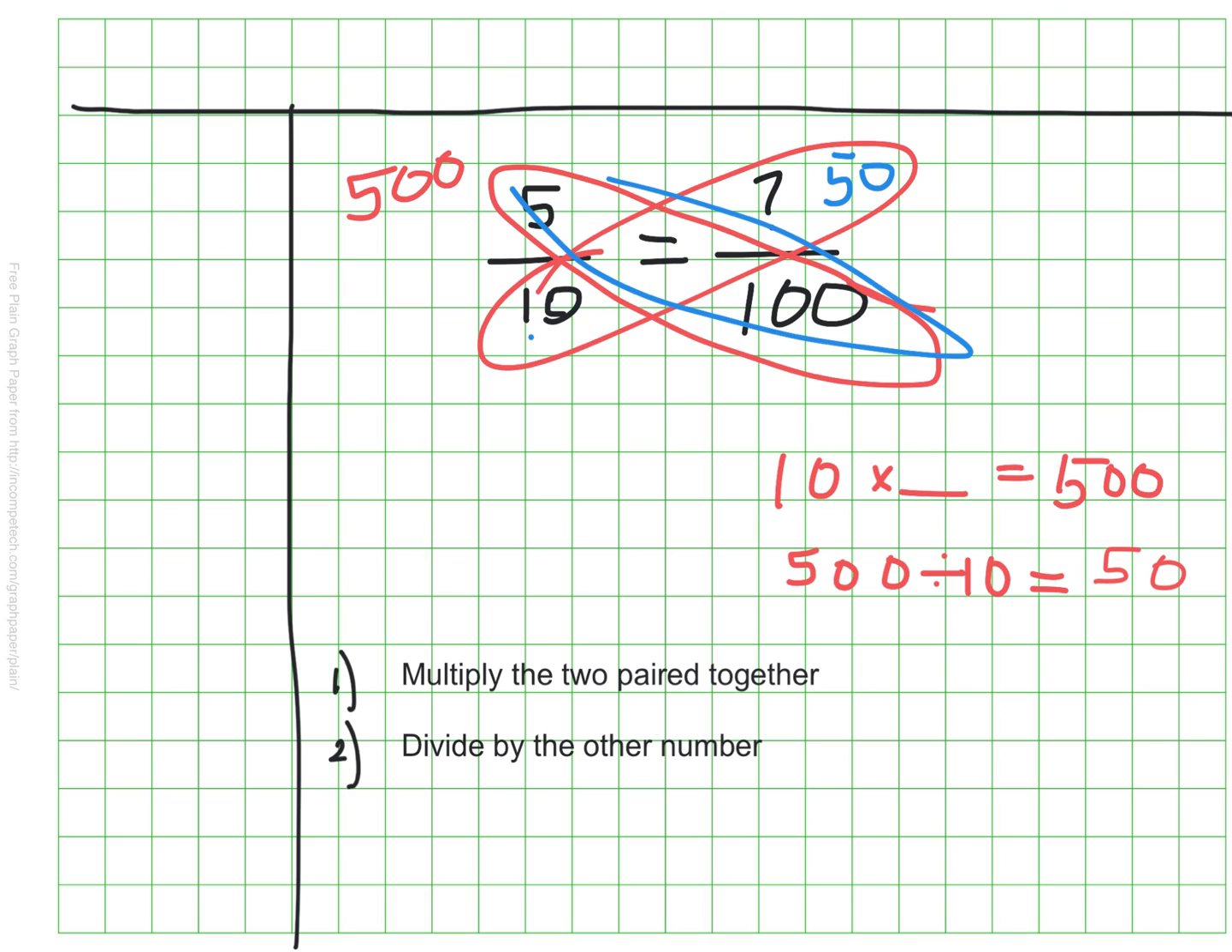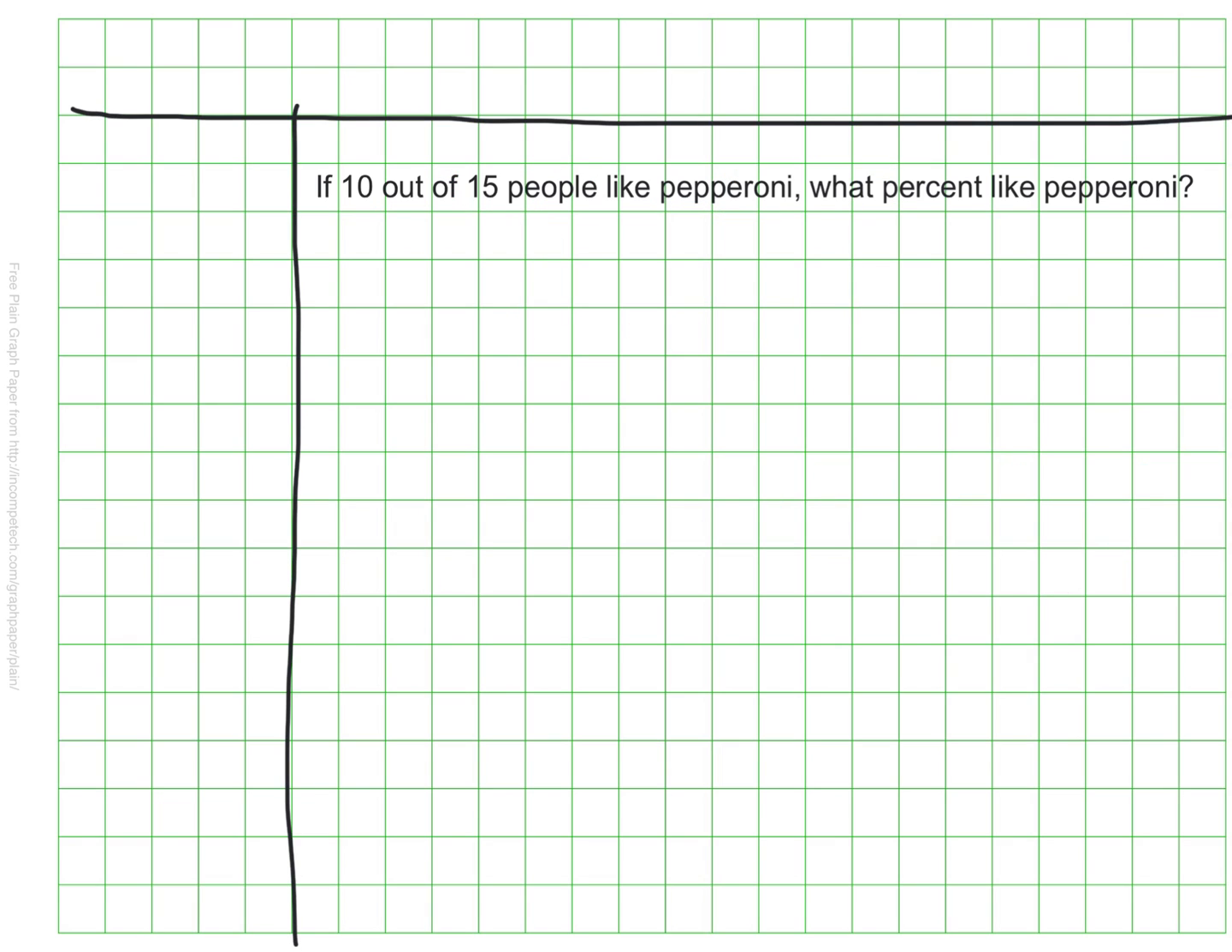The way to think about it is to multiply the two numbers that are paired together and then divide by the third number, the one that doesn't yet have a pair, to figure out what its pair should be. Let's look at this in action. Let's take our first example, right?